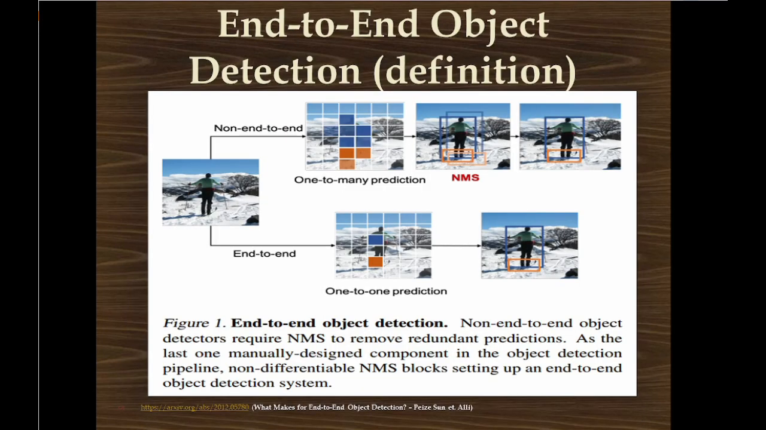Now, end-to-end object detectors require NMS to remove redundant predictions, as the last manually designed component in the object detection pipeline. Non-differentiable NMS blocks setting up an end-to-end object detection system.